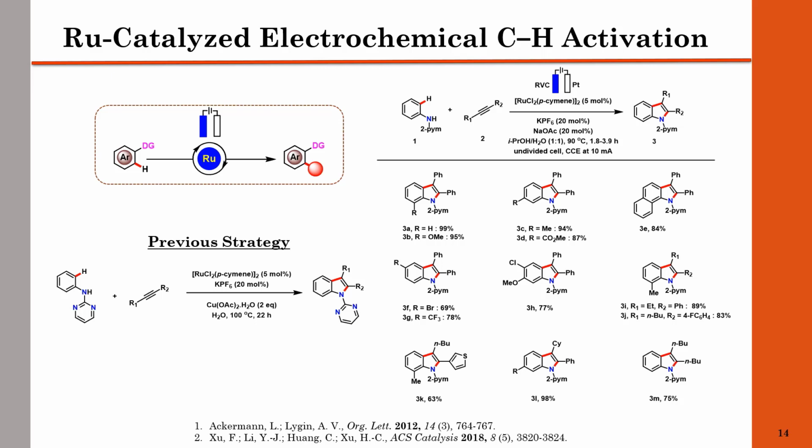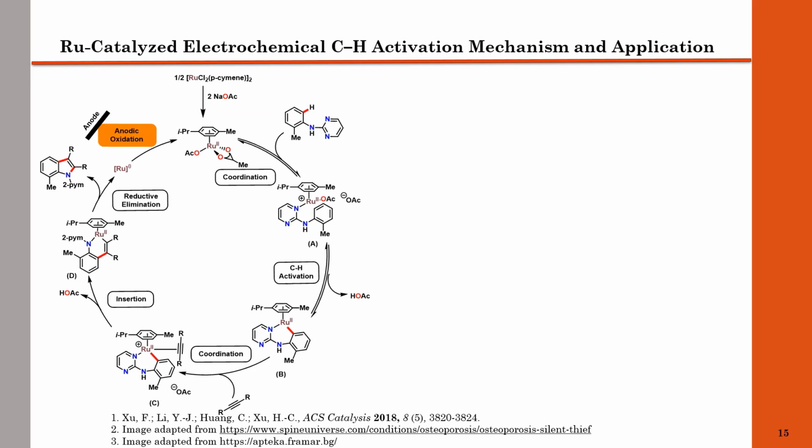So they have demonstrated a big substrate scope with different substituents. With that, I need to discuss the mechanism for this reaction. You can see in the first step the substrate coordinates, and then C-H activation happens, and after that we have a second substrate coming in to get our insertion, and then after insertion you can see reductive elimination to get our product.